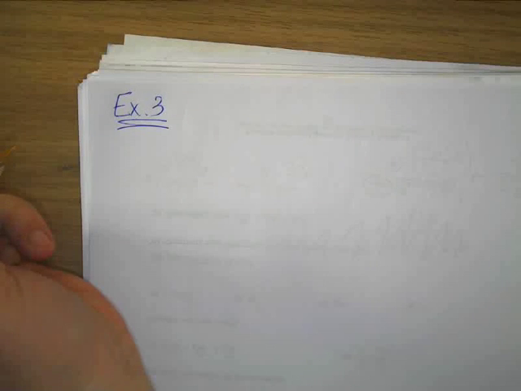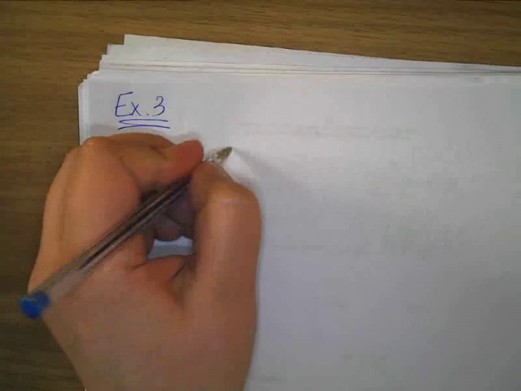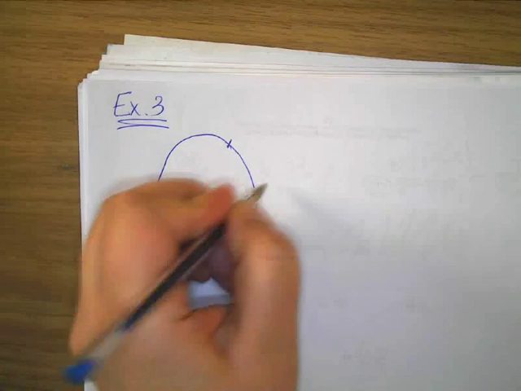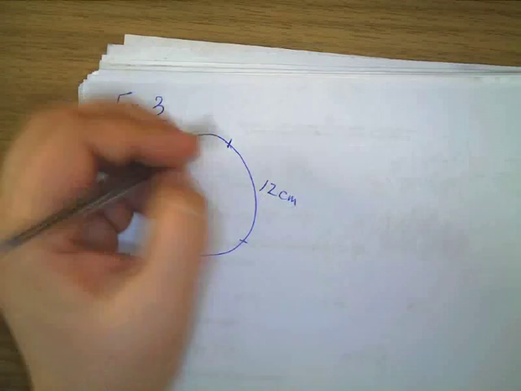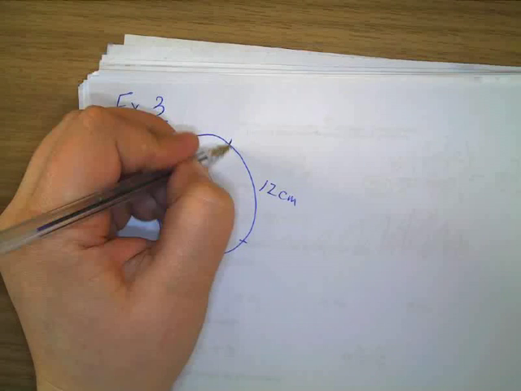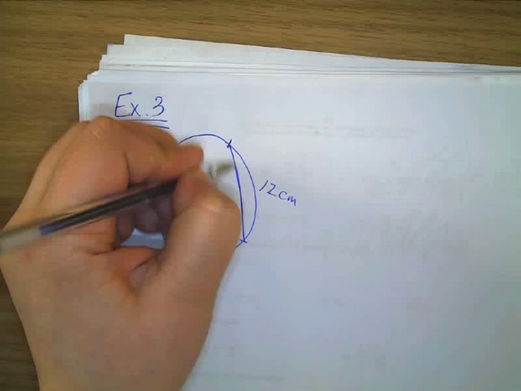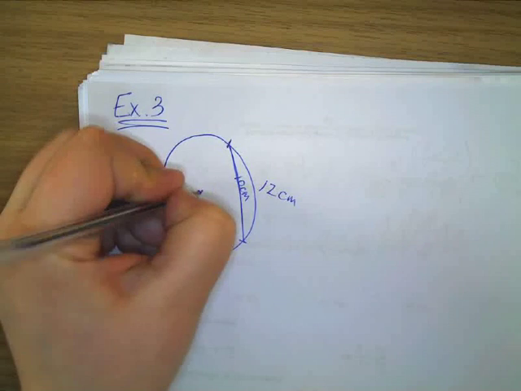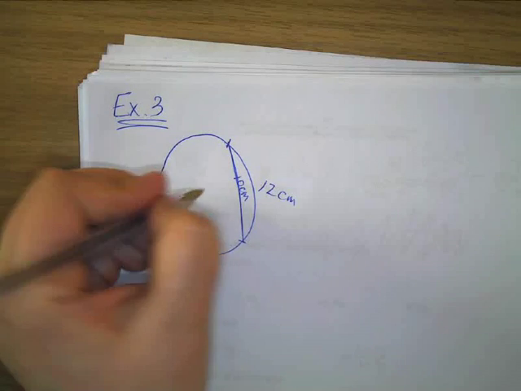Okay. Example 3. A 12 centimeter arc on a circle. Okay, so we got a circle. From here to here, I'm going to say it's 12 centimeters. Has a 10 centimeter chord. Oh, geometry. What is the radius? Okay, so here we go.